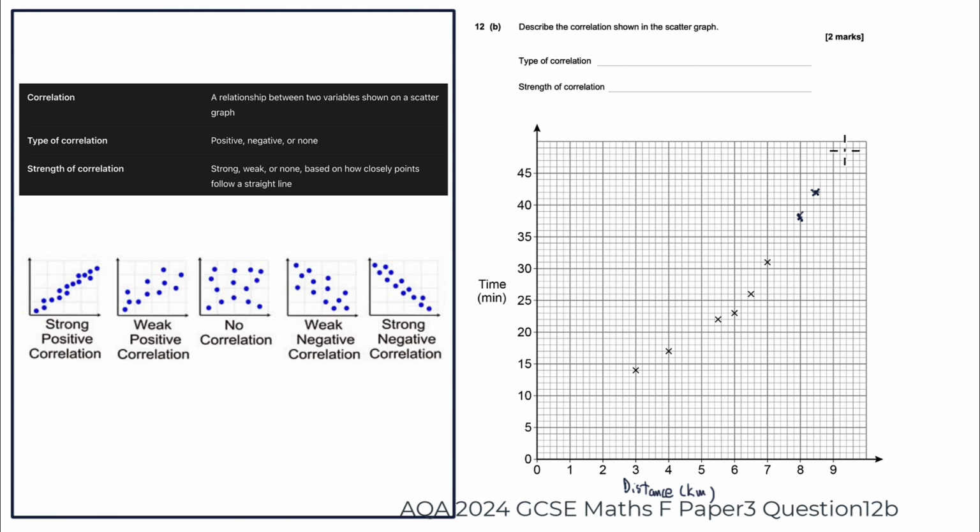So in this picture that we've got, the type would be positive. They're certainly going uphill. So that's the type of correlation we could say is positive. Now, is it strong or is it weak? I think it's fairly strong. They're quite tightly packed around an imaginary straight line that's going up there. So we'd say that's a strong positive correlation.